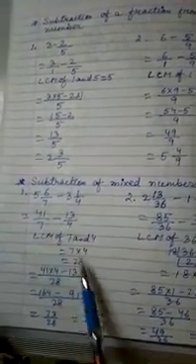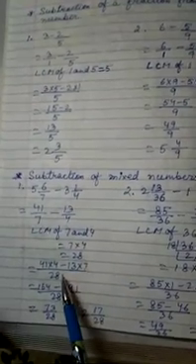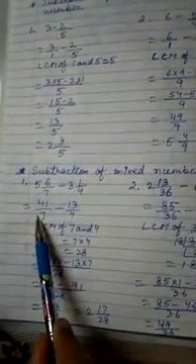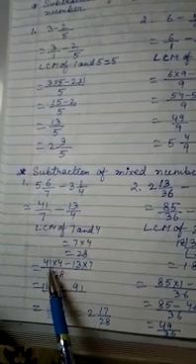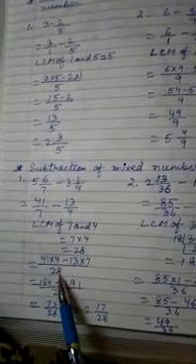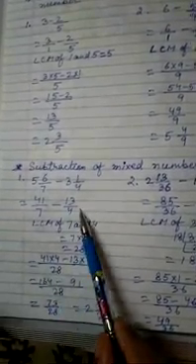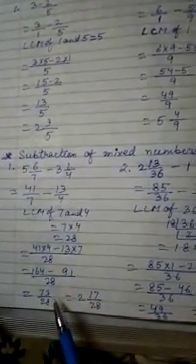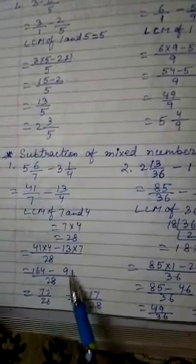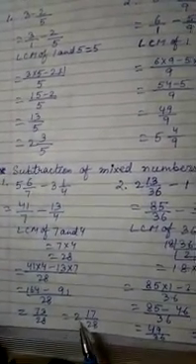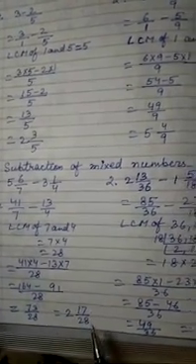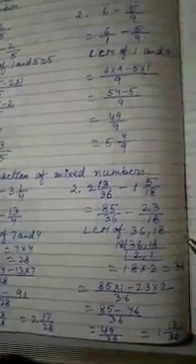We'll take the LCM of 7 and 4, that is 28. 28 divided by 7 is 4. Then 41 into 4, minus 28 divided by 4 is 7, into 13 is 91. We'll get 164 minus 91. After subtracting, we'll get 73 by 28, that is equal to 2 whole 17 by 28.